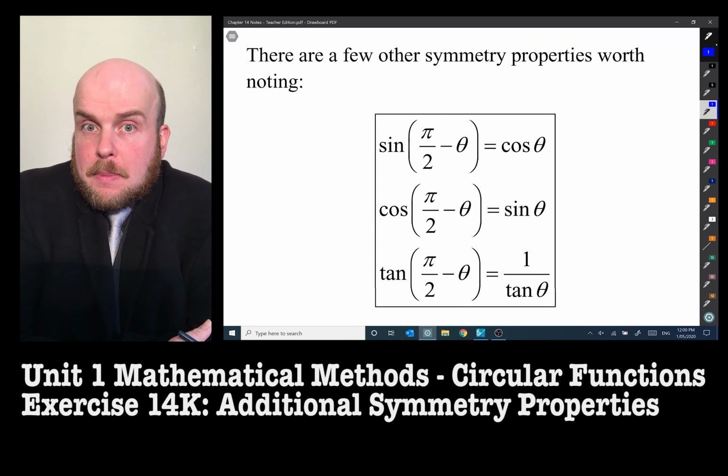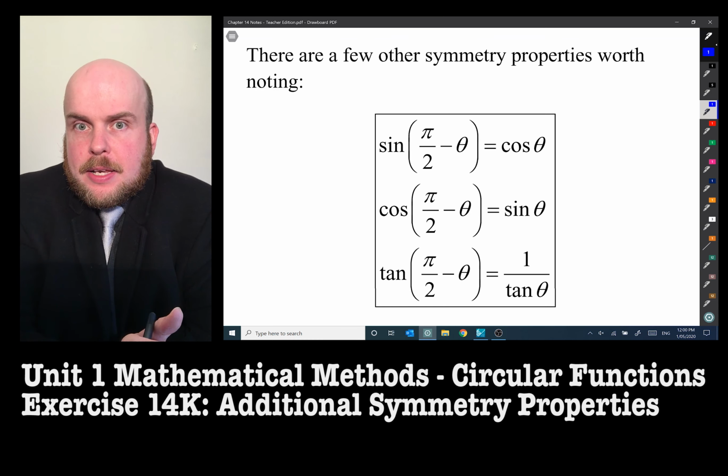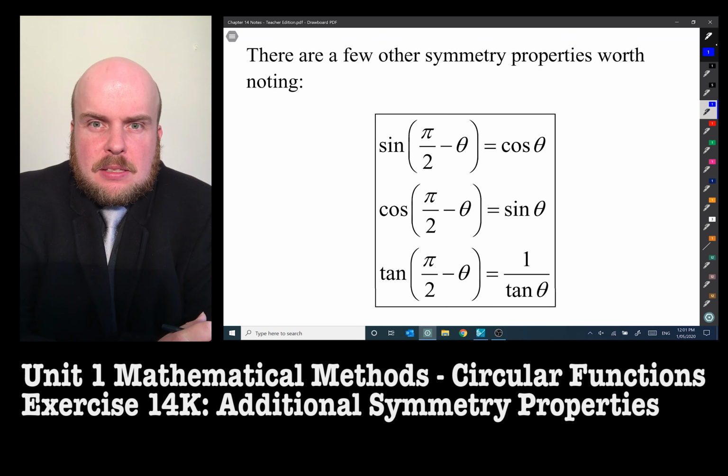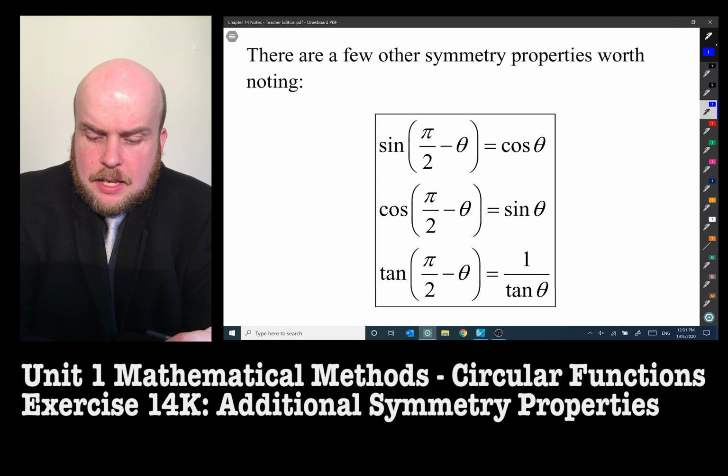So there's a couple of things you might be aware of. This is the first time that we've dealt with anything that's not pi minus or pi plus or 2 pi minus or 2 pi plus or anything like that. This is a difference. It's weird. This is minusing from the vertical axes.